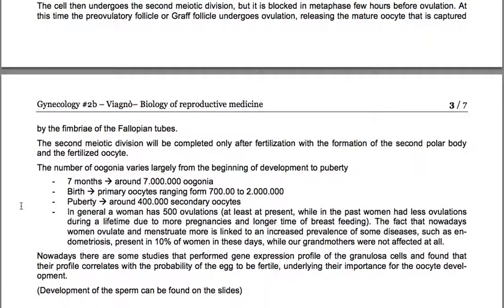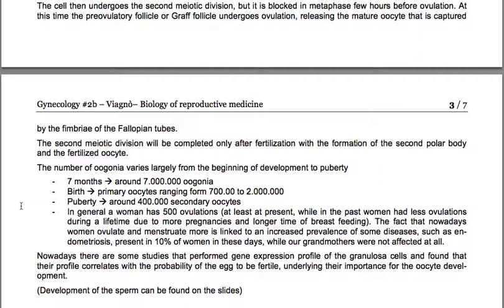The number of oogonia varies largely from the beginning of development to puberty. At 7 months we have around 7 million oogonia. At birth, primary oocytes range from 700,000 to 2 million. At puberty, we have around 40,000 secondary oocytes.